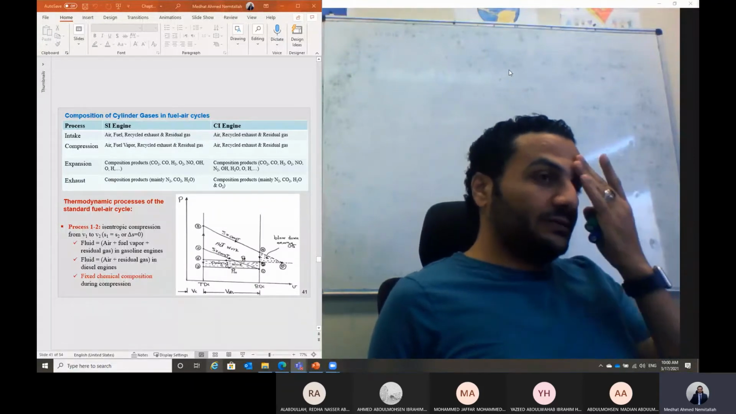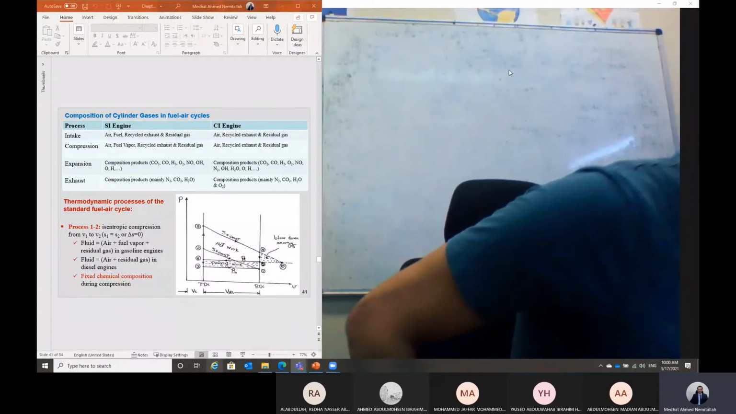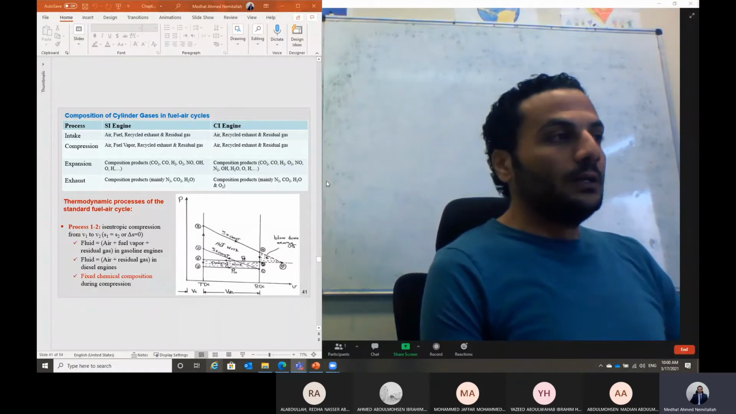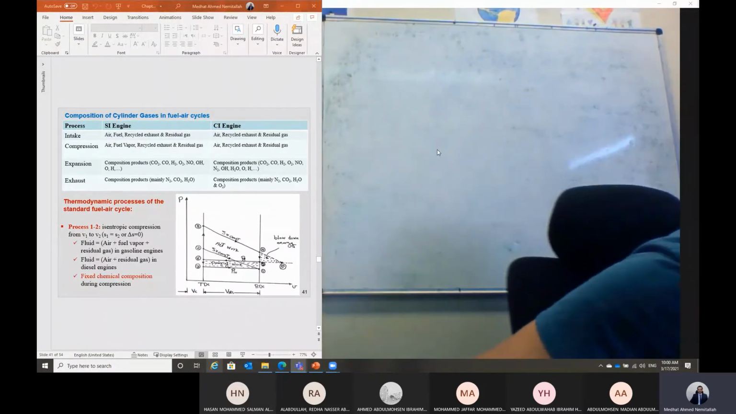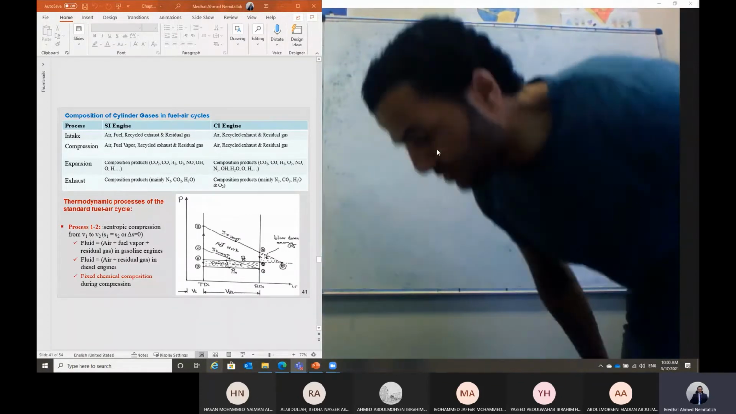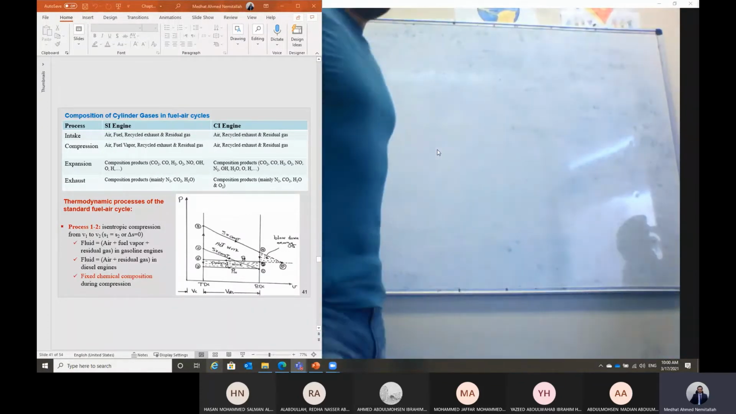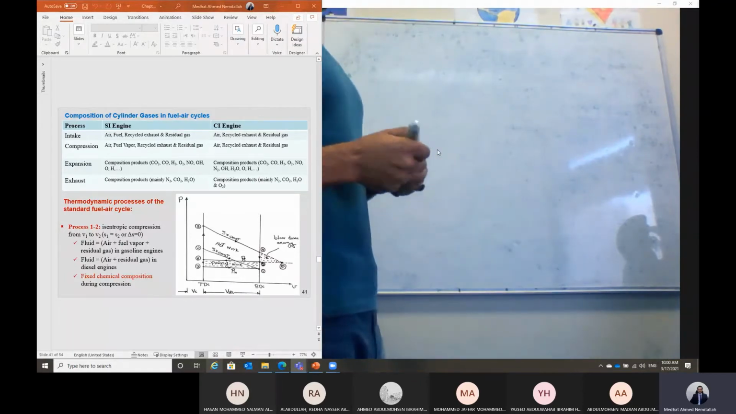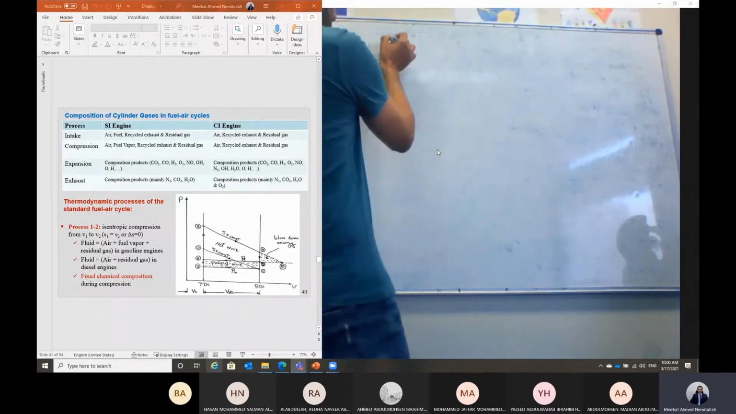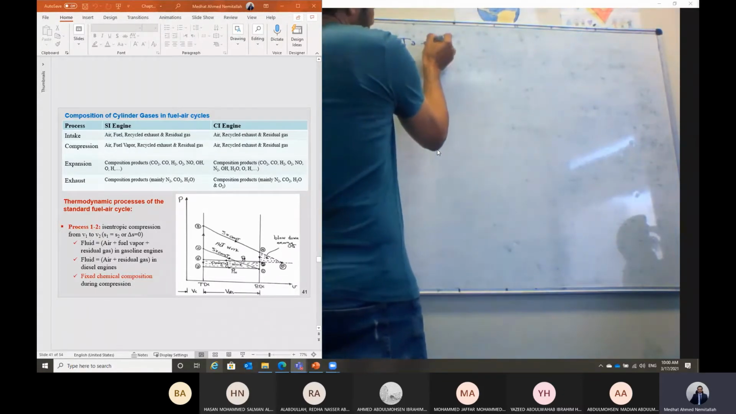Inshallah, I'll continue today from where we stopped last time. Last time we introduced the fuel air cycle, and we said this cycle is a kind of modification of the standard air cycle, by which we can improve the efficiency a little bit. We have developed the efficiency for the standard Otto cycle.